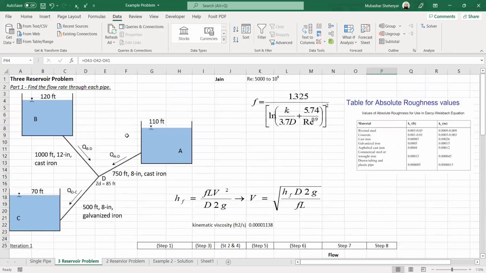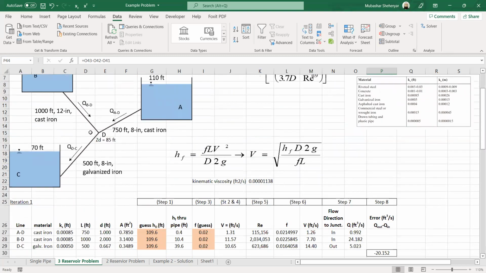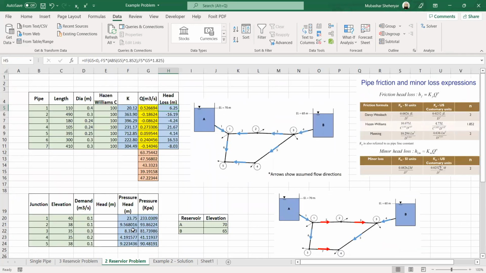To increase the head, we have to increase the head at B. You can do this iteratively and increase the pressure head at point D. Now again solve the two reservoir problem. I will go through it. It's a bit costly. The parameters of each pipe are given to us.